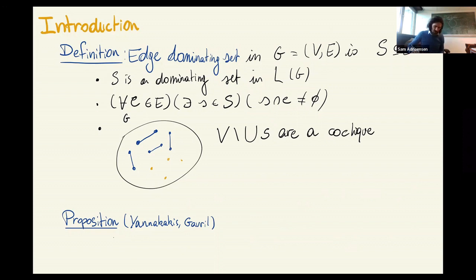And the question is, again, what is the size and the structure of the smallest edge dominating sets? And we will use the notation gamma E. So the gamma is often used for the size of the smallest dominating set, and then we add a little index E to emphasize that it's now the edge domination number that we're looking at. So this is the size of the smallest edge dominating set.